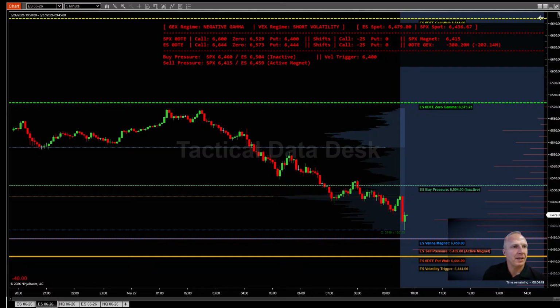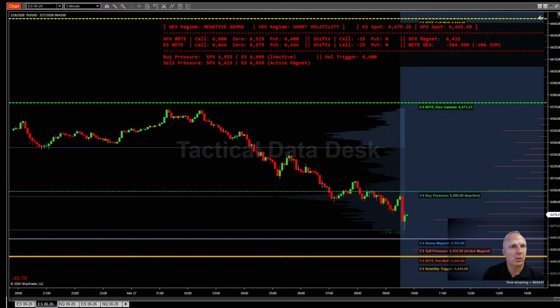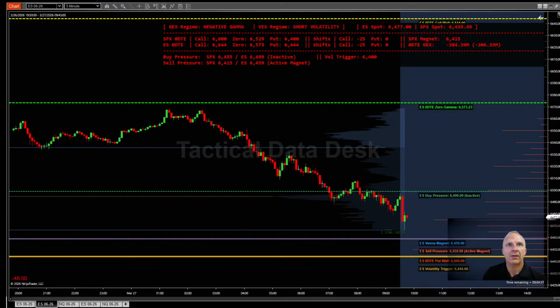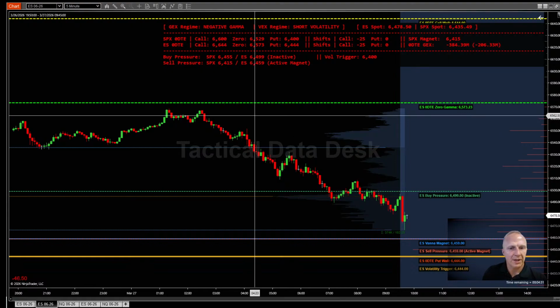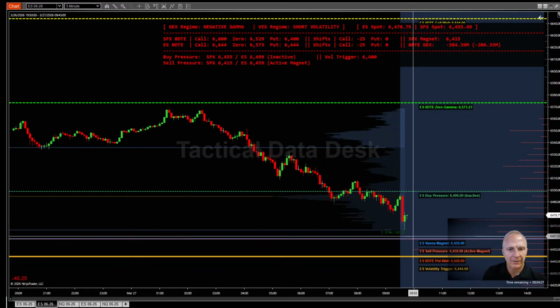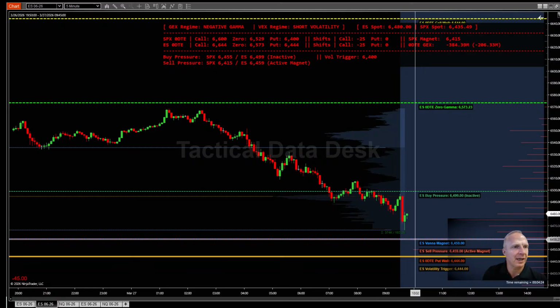SPX 0 DTE call wall 6600, put wall 6400. That has shifted down. We are at 6476 right now. 6476 had a pop down to this wall. This wall is holding right now. Vanna magnet 6459. Sell pressure is active at 6459.